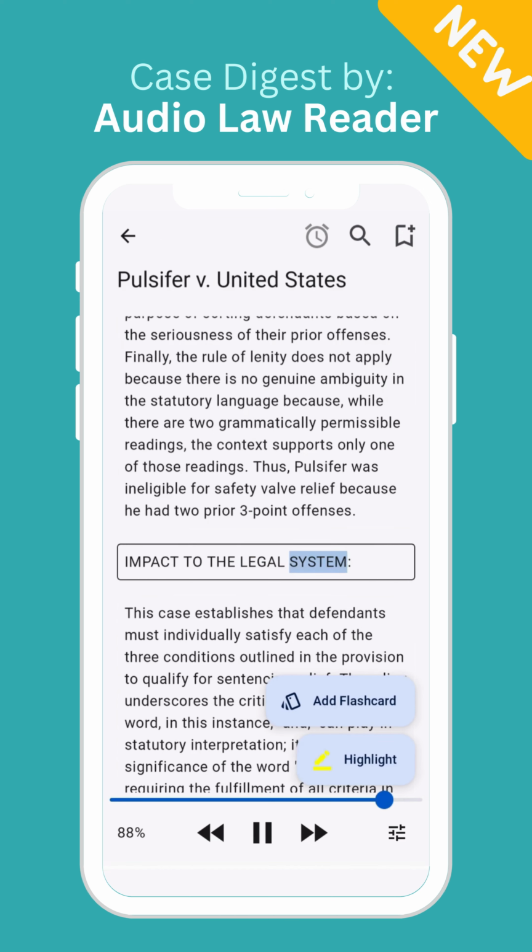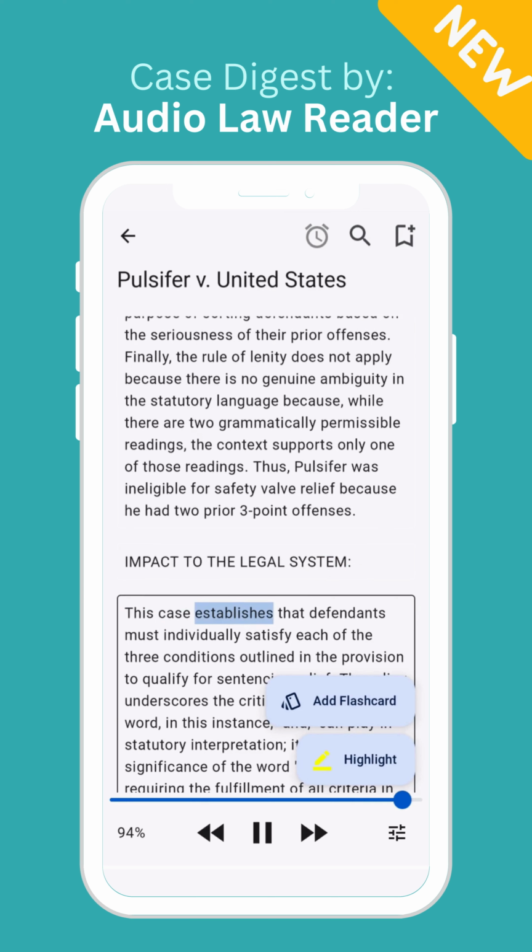Impact to the legal system. This case establishes that defendants must individually satisfy each of the 3 conditions outlined in the provision to qualify for sentencing relief. The ruling underscores the critical role that a single word, in this instance, and, can play in statutory interpretation. It clarified the significance of the word and as requiring the fulfillment of all criteria in laws.